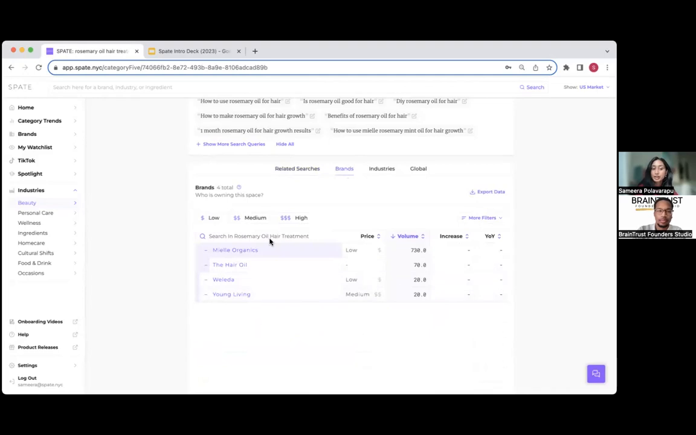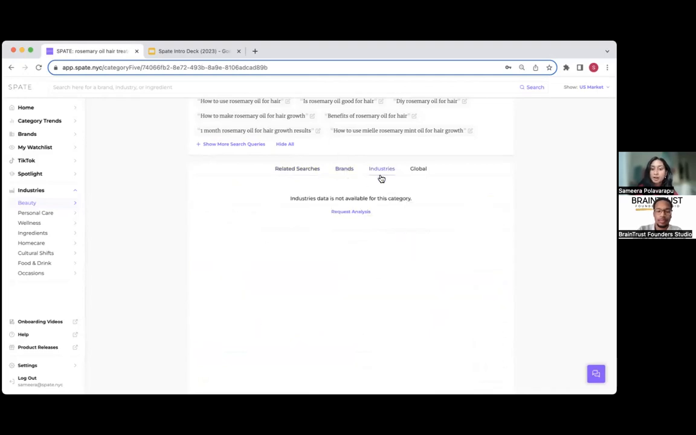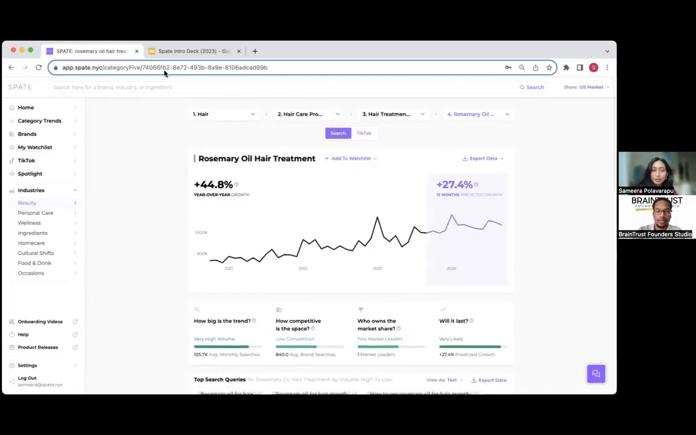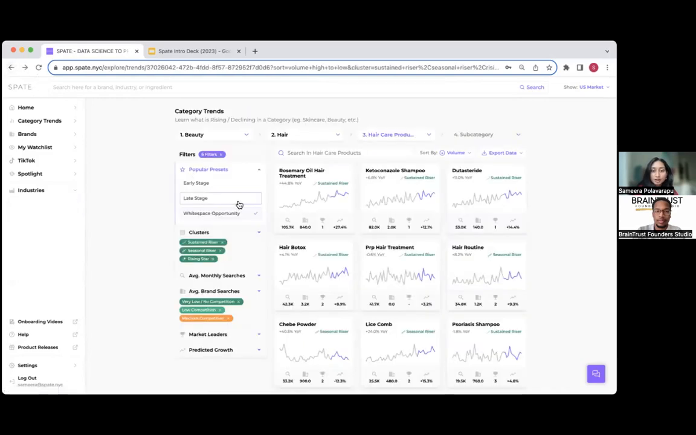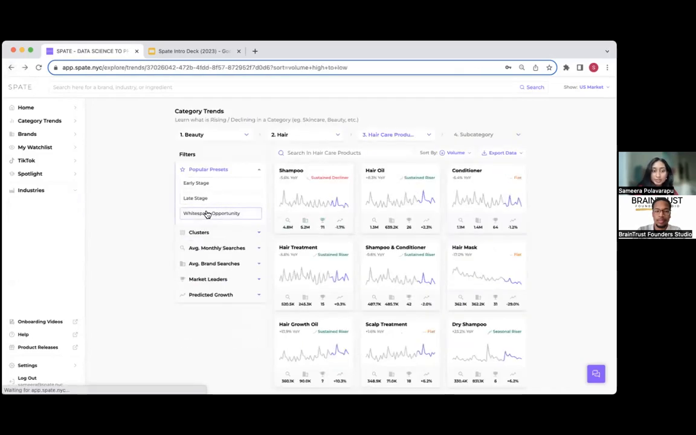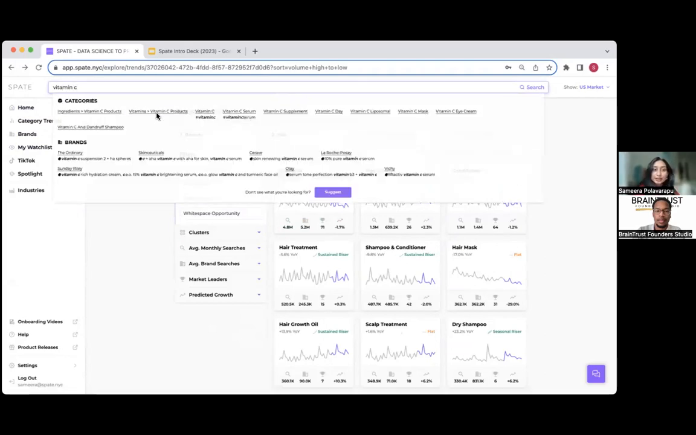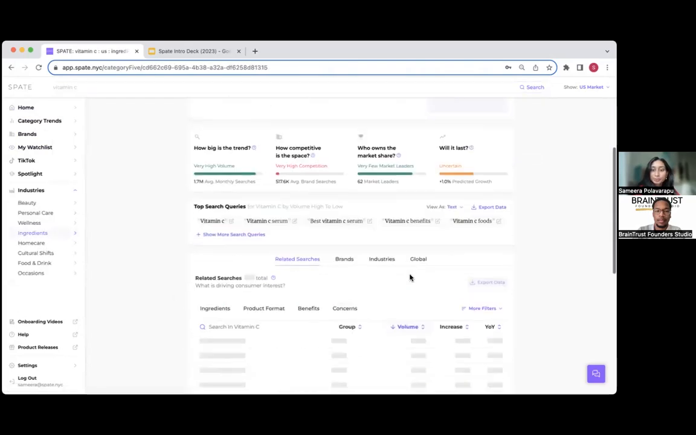You can also see, again, the brands right there. And this isn't the perfect example because it's a bit of a smaller trend, I would say, with not as many brands in the space. But for some things, you're able to see how they're searched cross-category. So let's say we wanted to look up something like vitamin C as an ingredient in general. We would look it up like this.